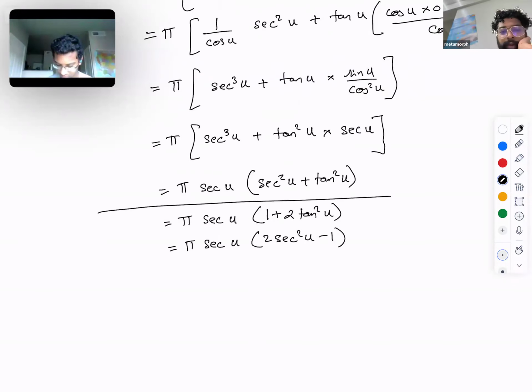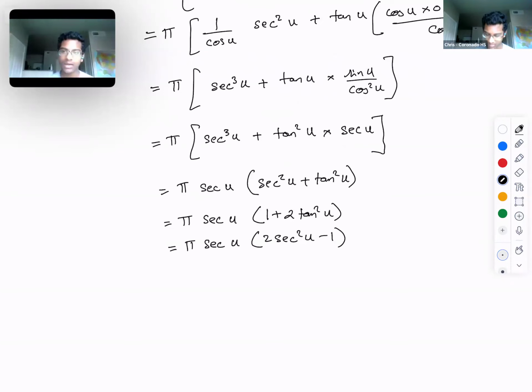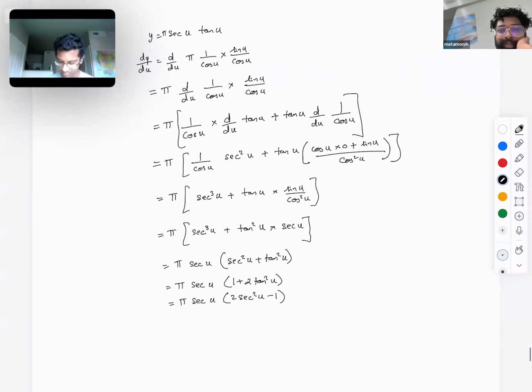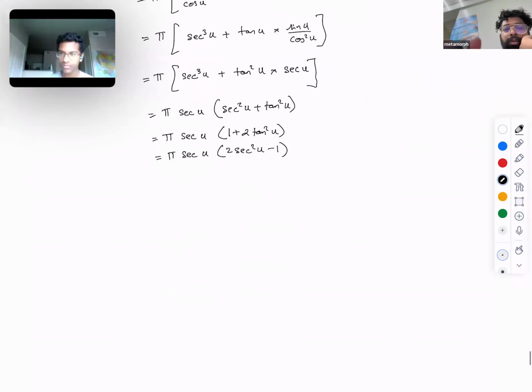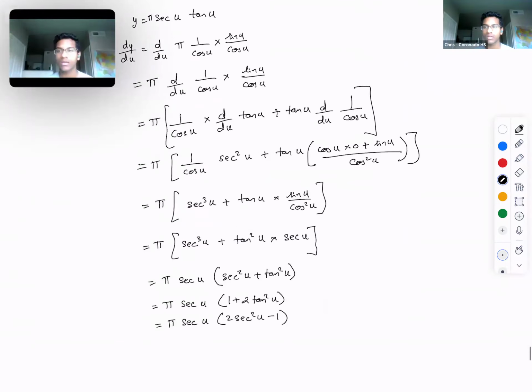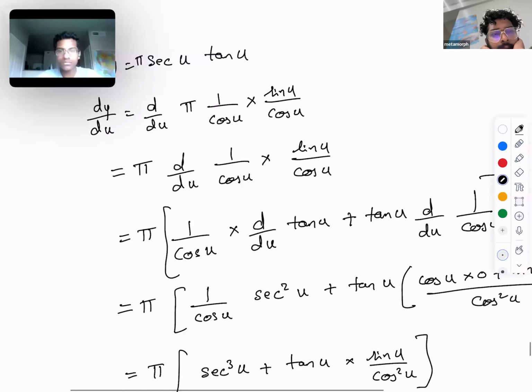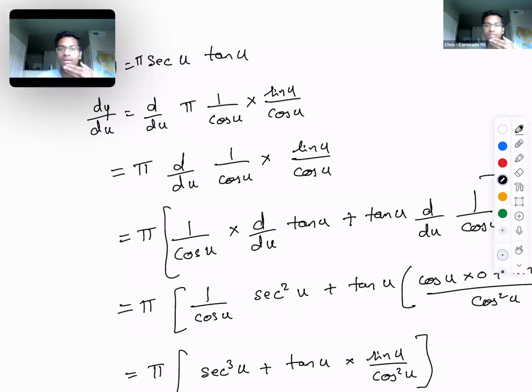This one? This is where you reached? Yeah. How did you reach that? Here I just multiplied. That's a coincidence, you can't do that. What did you multiply? The pi secant u and tan u, so pi secant u tan u, multiplied as the derivative of sec u into the derivative of tan u. Is that what you just did?